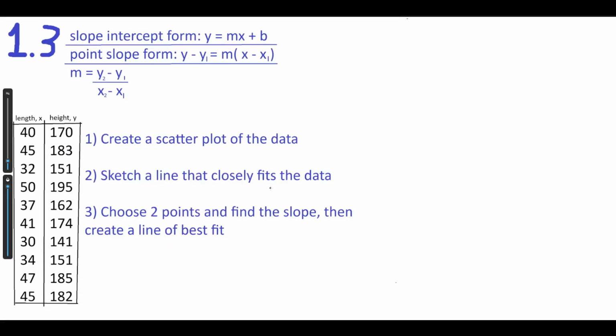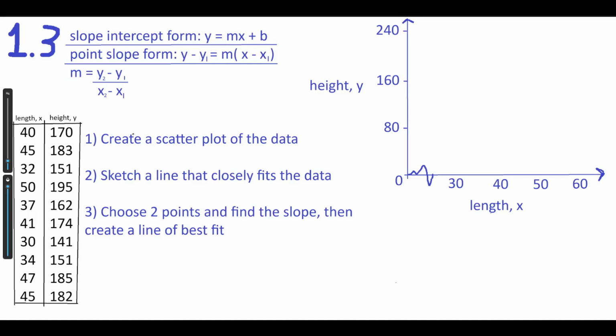Alright, so we have this equation, this table, and we have 3 questions. Number 1 says create a scatter plot of the data. Number 2 says sketch a line that closely fits the data. Number 3 says choose 2 points and find the slope, then create a line of best fit. So to start off with number 1, I created a graph, and I'm going to now graph those points.